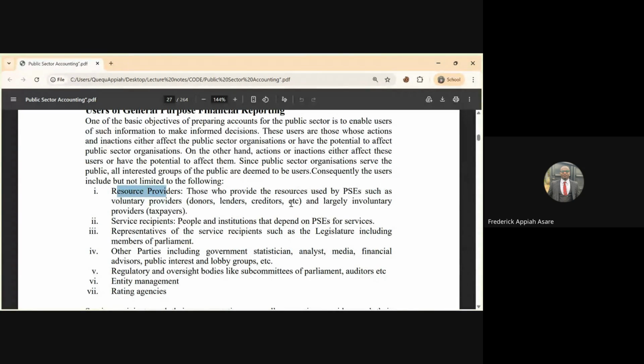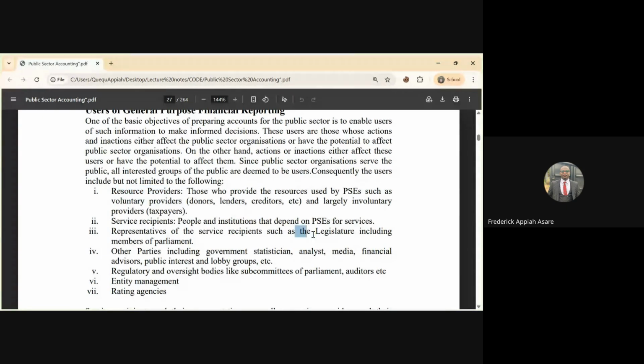If you are a donor and you give money to UCG, you expect them to use the money properly. So you will always be checking the reports that they generate to see whether they are using it wisely. Then we have service recipients. Those who are receiving services from the public sector also need the information. They need to use the information for their own sake.